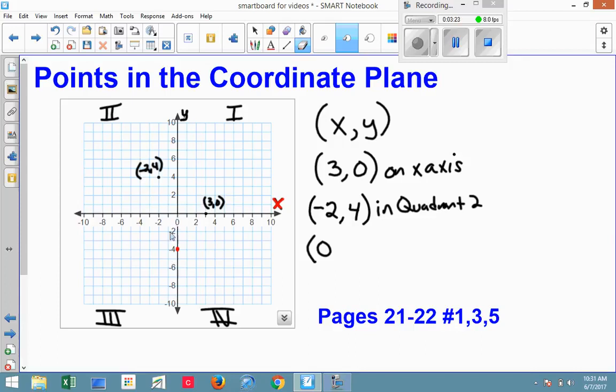Now I'm looking up and down, and I see that it was down 4, which means the y part of the point is -4. So 0, -4 is the coordinate point. That coordinate point, if I were to describe it, is located on the y-axis.